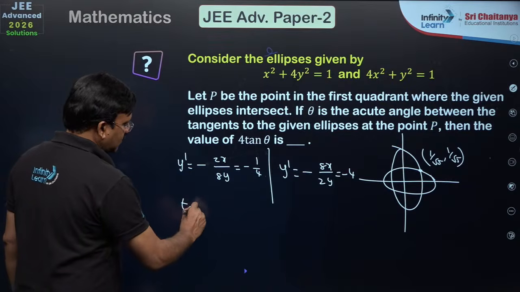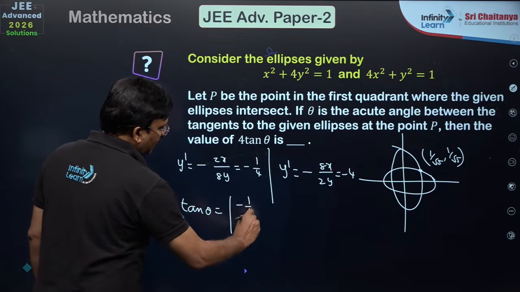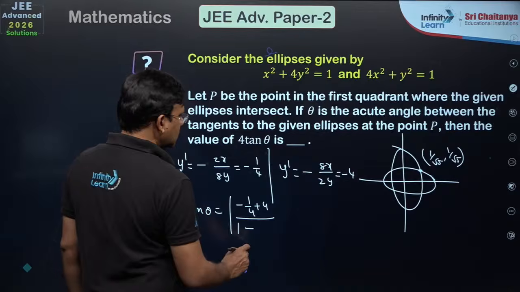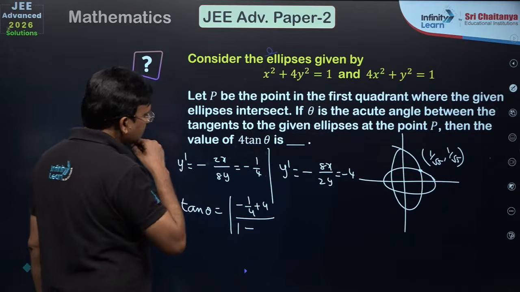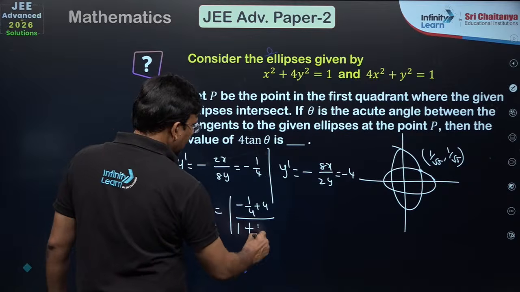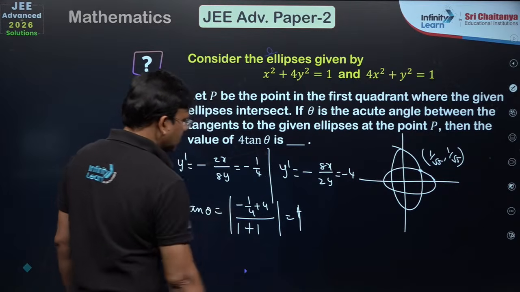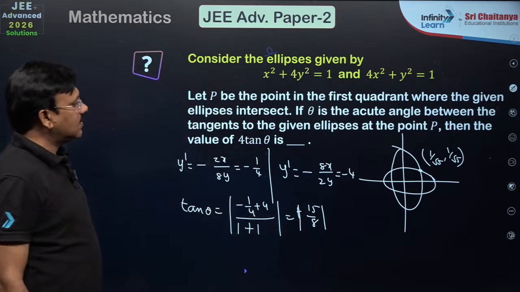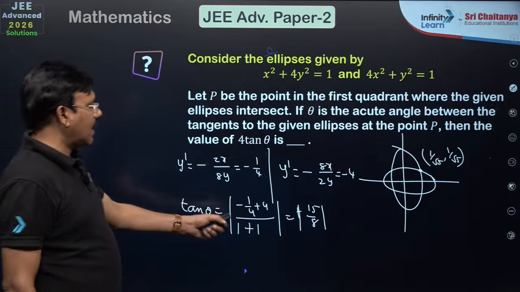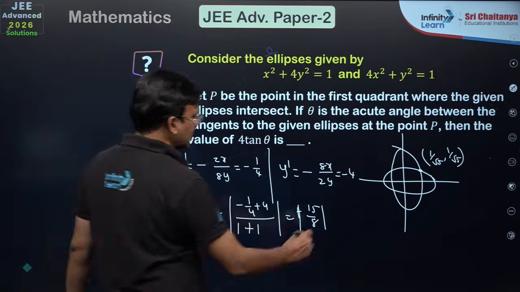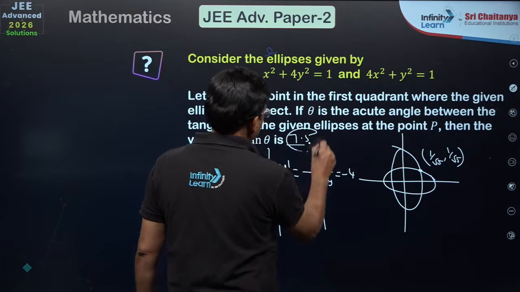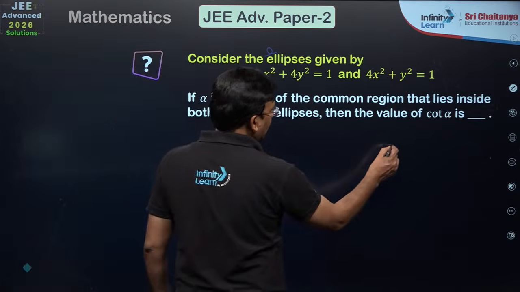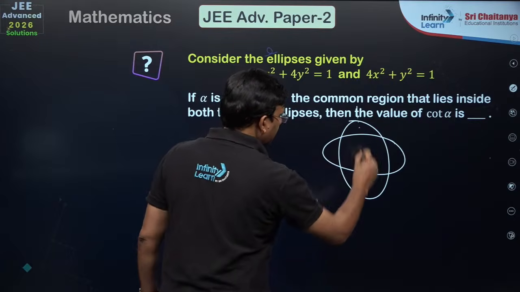So you can find tan theta is equal to modulus of (m1 minus m2) by (1 plus m1 m2), which is going to be modulus of, this is 16 minus 1, 15 by 8, correct. Tan theta is known, he wants 4 tan theta, 4 into 15 by 2, 7.5 will be the answer for this, right. And an extension of this, here he is asking the area of this, same.